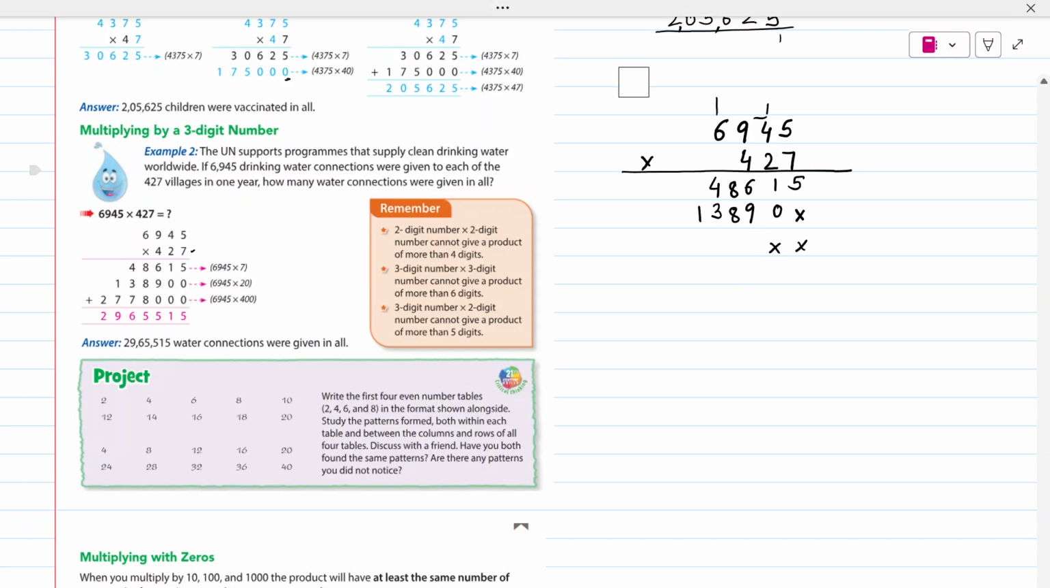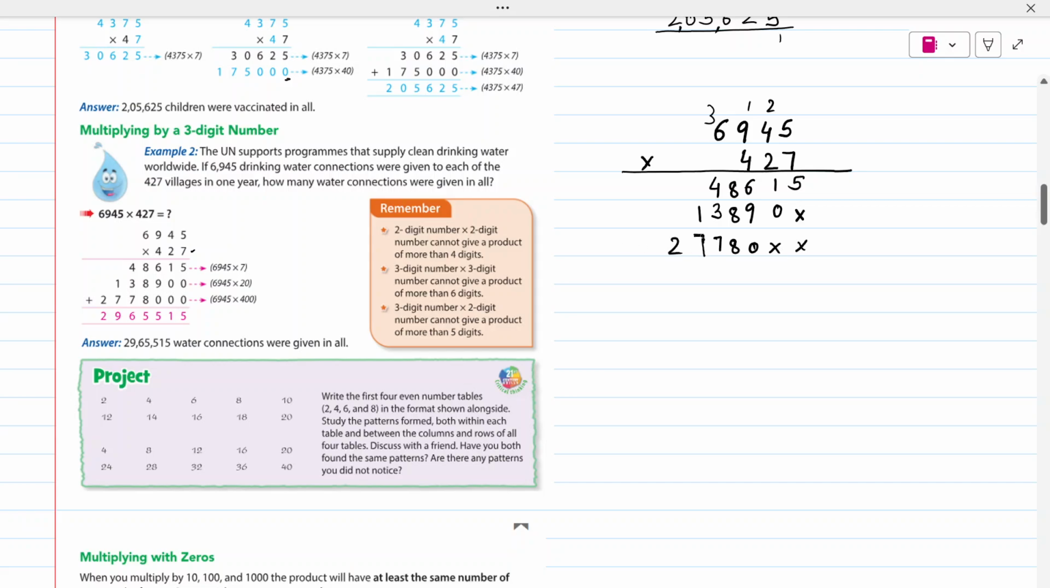Wait, again, let me remove this. Okay. Now 4 into 5 is 20. So 0 here, 2 here. 4 into 4 is 16 plus 2 is 18. 8. 4 into 9 is 36 plus 1 is 37. 4 into 6 is 24 plus 3 is 27. So these are our numbers.